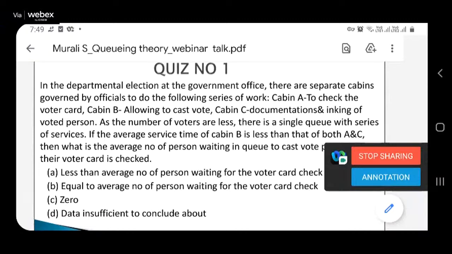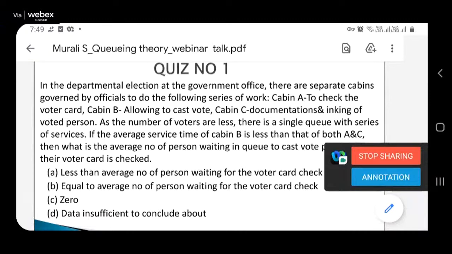Yeah, most of them have given option C, and some of them have given D, that is, data is insufficient, and whoever has given C has excellently understood the concept. Yes, 0 is the correct answer, because it's a very simple thing. The only thing is they have twisted the question. The framing has been twisted, but the thing is very simple.